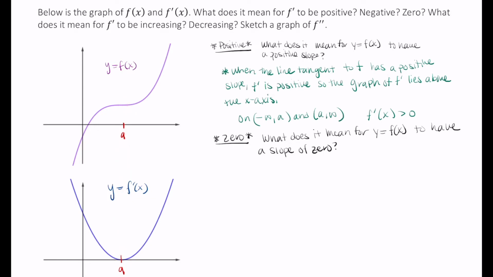So since at x equals a, this function is flat, the graph of the first derivative must intersect the x-axis here, since the graph of the first derivative represents the slope of the function at that point. At a, the slope of this function is 0, so that means the graph of f prime of x is 0, i.e. it has an x-intercept.